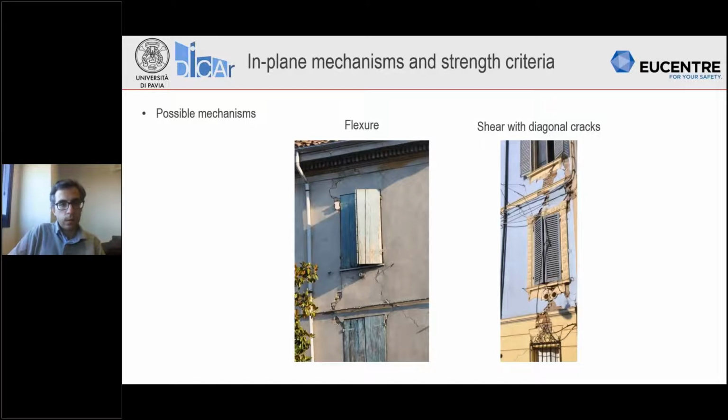Regarding the spandrels, you can have again two mechanisms, a flexural mechanism and a shear mechanism, this time with diagonal cracks only. Now, if you look at literature regarding this topic, you can find specific strength criteria developed for spandrels. However, I'm not discussing them here because Eurocode 8, in the current version, is not prescribing specific criteria for spandrels, but is using the same criteria that I was discussing before.